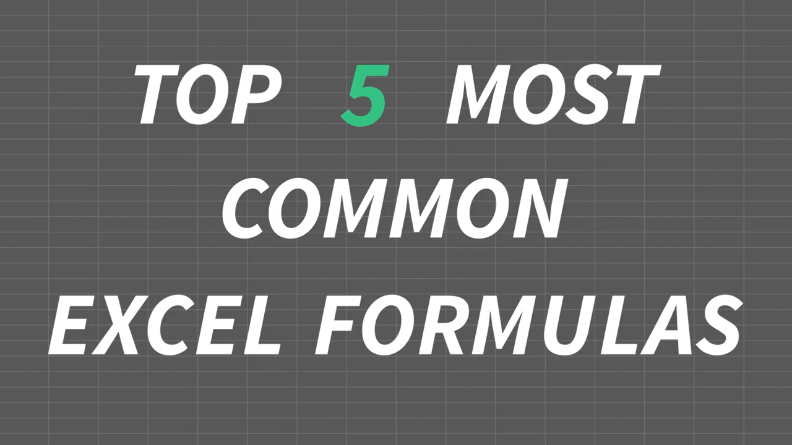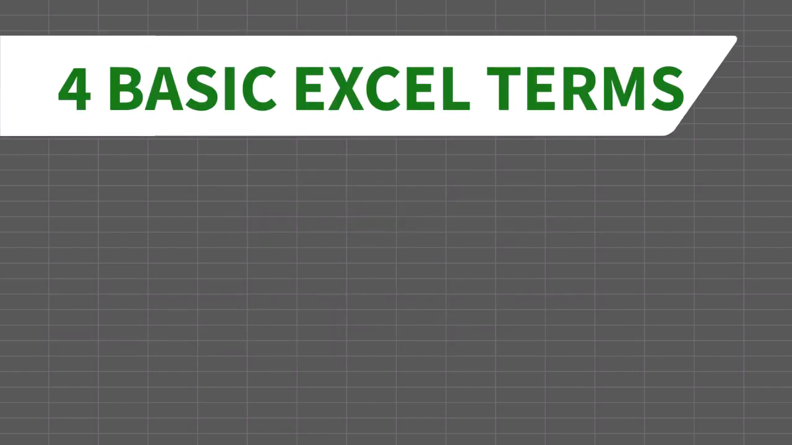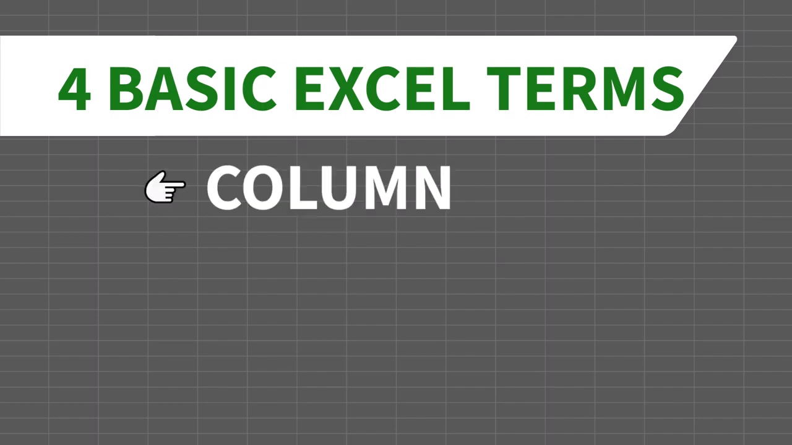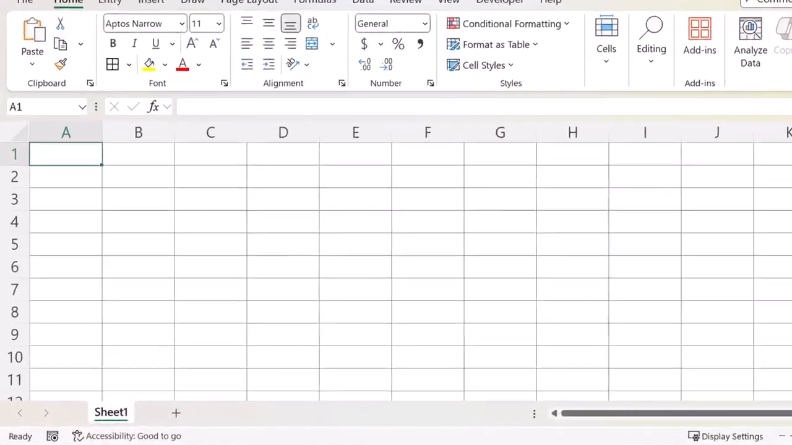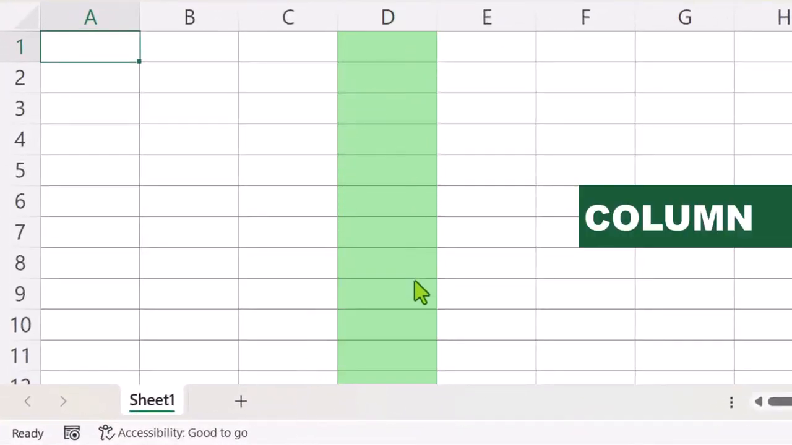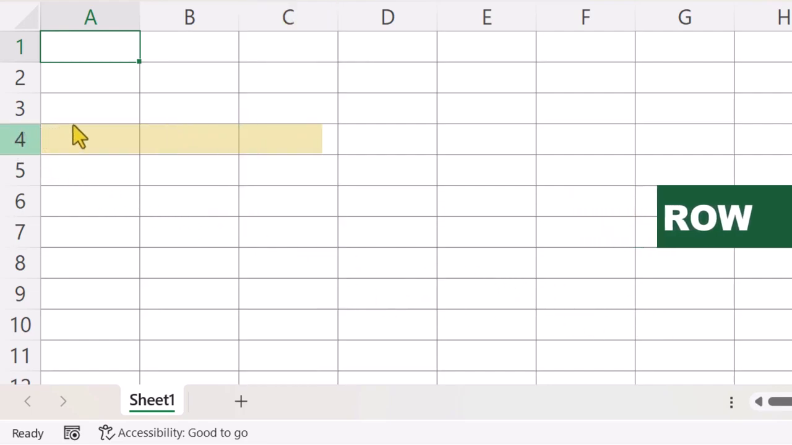examples. Before we start, let's quickly review 4 basic but core Excel terms: column, row, cell, and range. A column is a vertical stack of cells. I will explain cells in a second. Columns are labeled with letters such as column A, column B, column C, etc. A row, on the other hand, is a horizontal line of cells. Rows are labeled with numbers, such as row 1, row 2, row 3, etc.